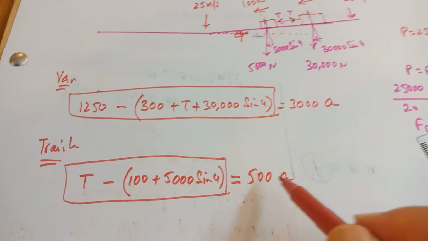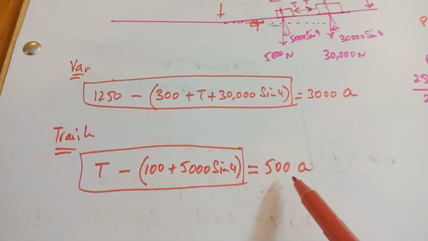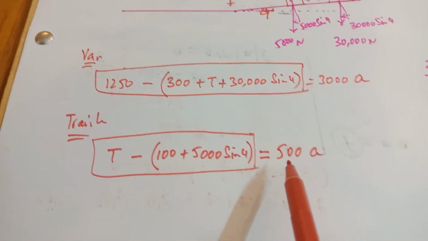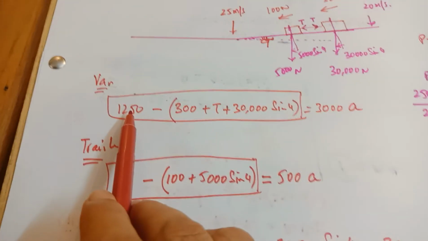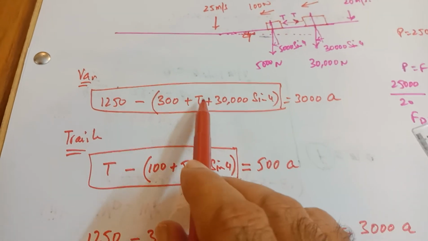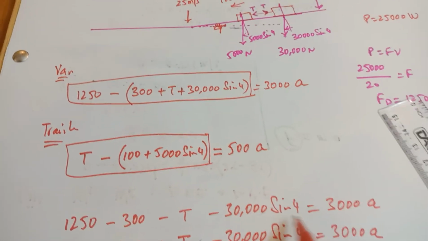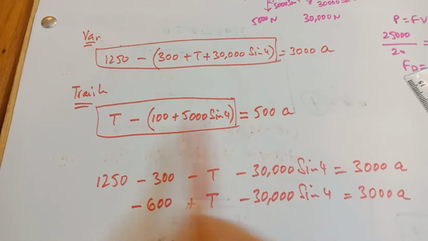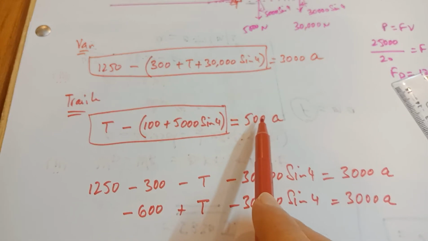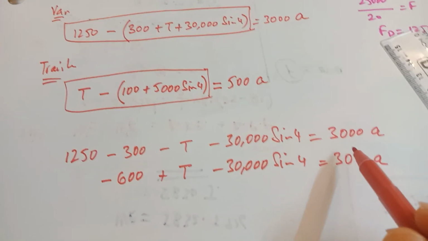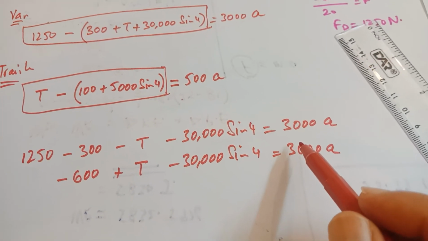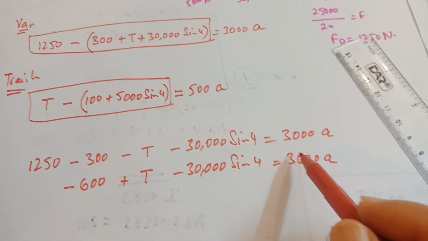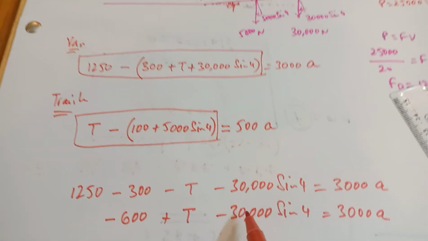Now how I solve this very smartly: I just multiplied this equation by 6. You see that this is 1250 minus 300 minus T minus 30,000 sine 4 equals 3,000a. I multiplied this equation by 6 because I just wanted to get rid of the acceleration. We don't need to find the acceleration, we only have to find the tension. Therefore I multiplied this equation by 6.